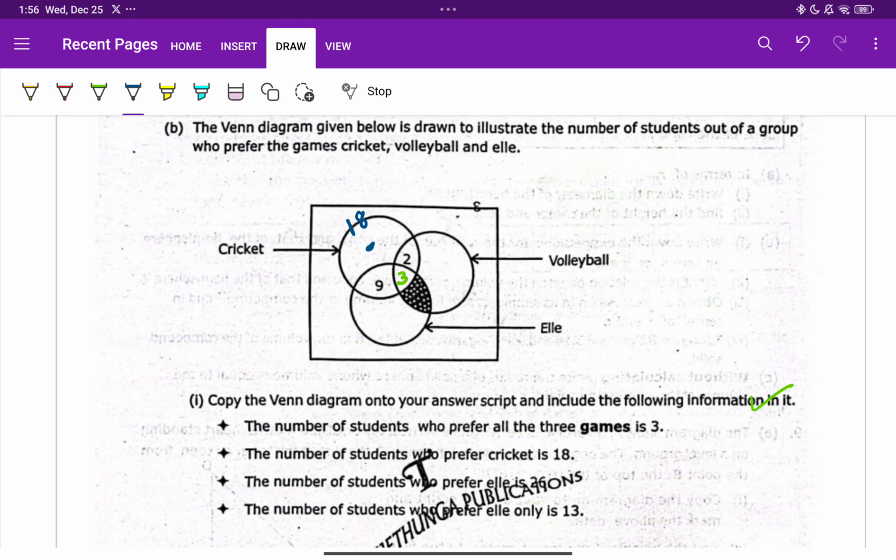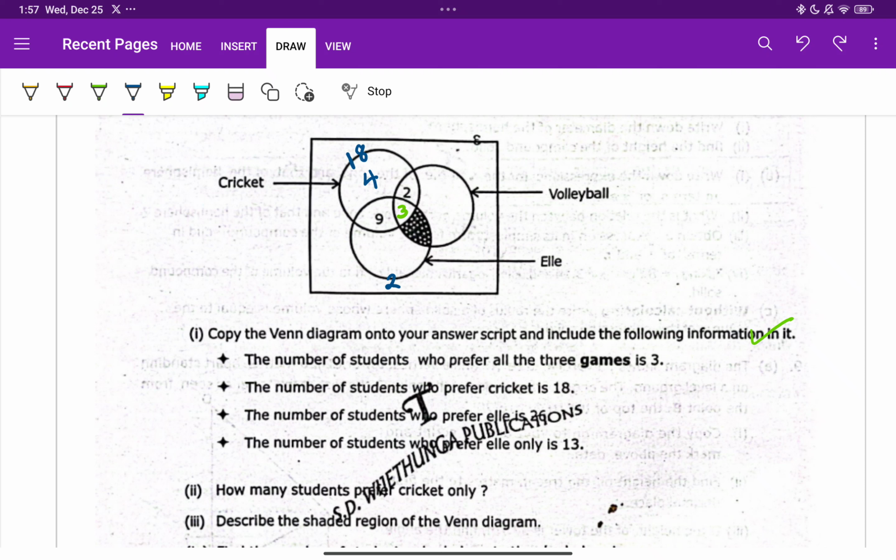And we can find the value of this region now, because we have all the values required to fill this region. So 3 plus 2 is 5 and then 9, that's 14. So already there's 14 occupied. So the remaining should be 4. Then only this circle would be 18 in total. Okay. The number of students who prefer LA is 26. So the total of this circle would be 26.